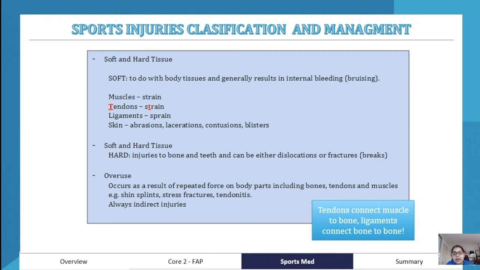They're always indirect injuries because it's internal force, or wrong technique, for example in tennis, or while you're running. For example, if you're running and every time you may be running differently, or you may be putting more force on one foot than another, which could be subconscious. That's an example of an indirect injury.